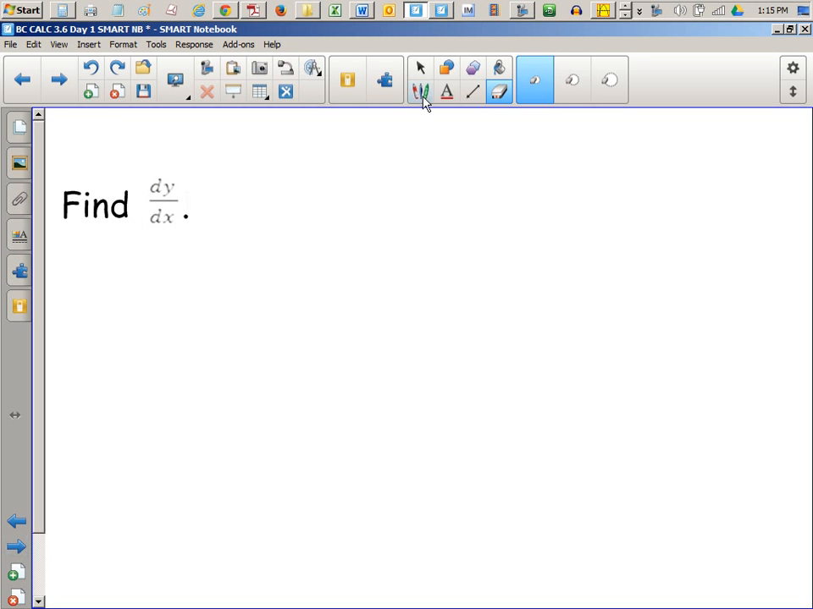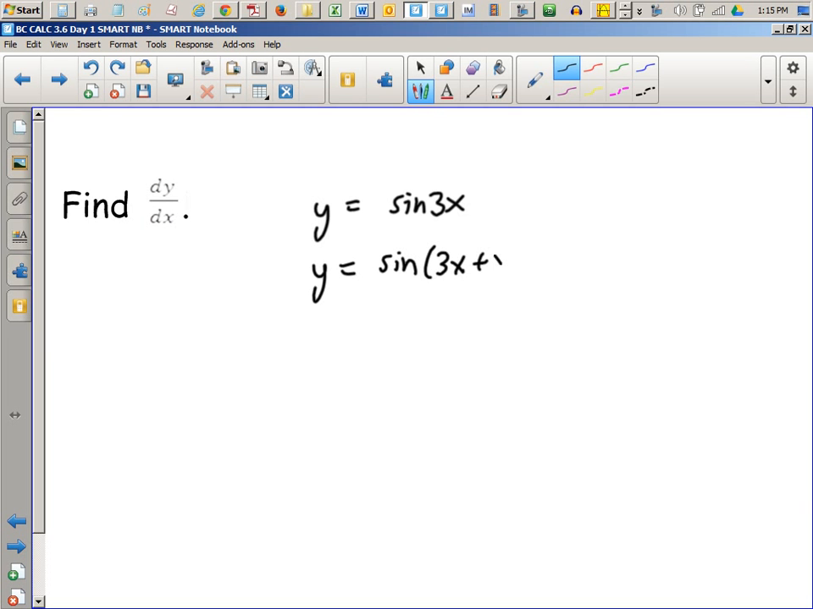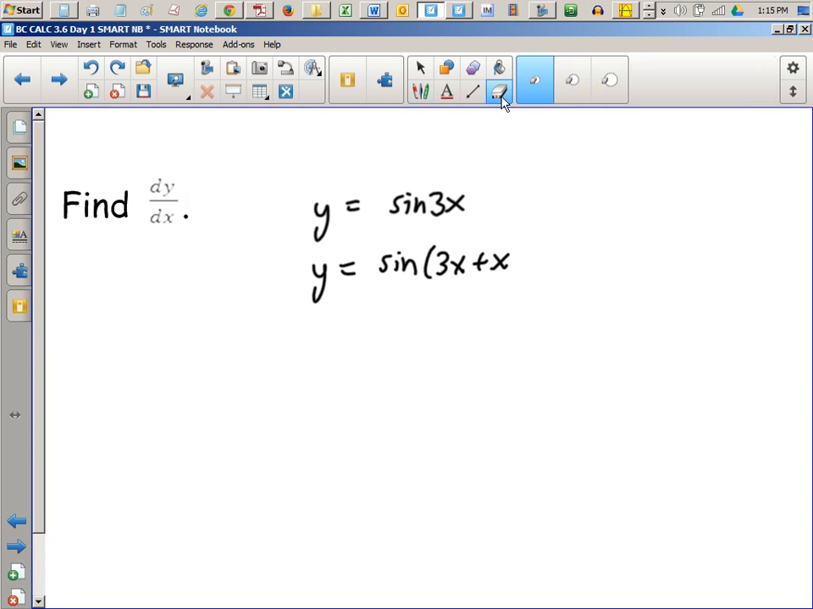Let y be sine 3x. Do I know any identities for sine 3x? Probably not. So what you would do is write this as sine of 3x plus x. I meant to write 2x plus x. Write it as sine of 2x plus x. And then you could use one of your angle sum rules: sine 2x cosine x plus cosine 2x times sine x.